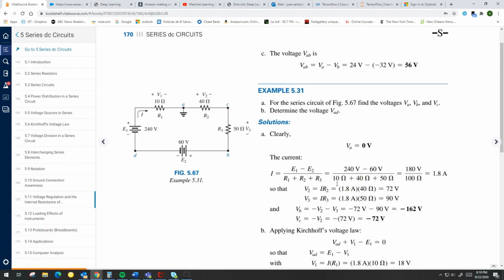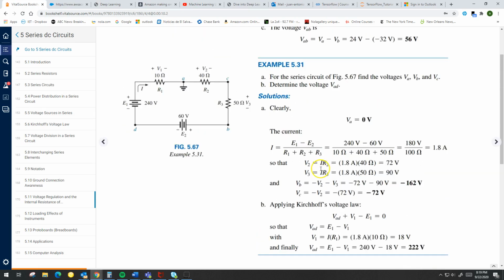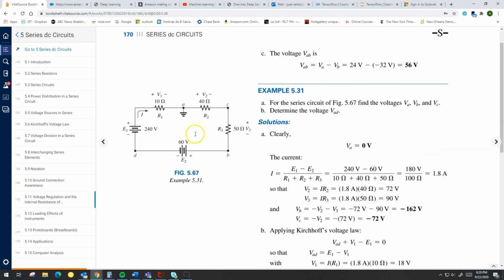I'm going to do one more for you before I leave this chapter, and that's all we're going to cover in this chapter. In this figure, for this circuit, we have a voltage source of 240 volts and another voltage source of 60 volts connected to 3 resistors in series, right? It's a series connected circuit, but look at where the ground is. The ground is here at A. So we need to be paying attention to that.